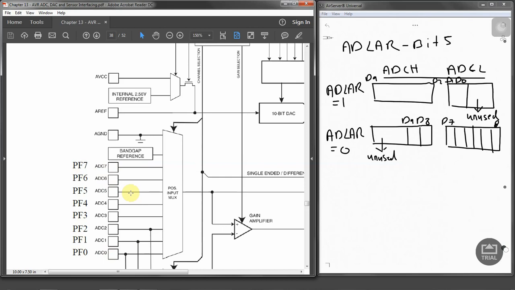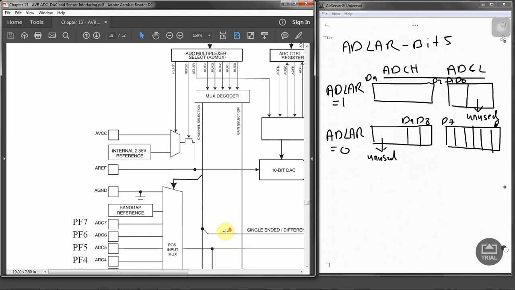which are connected to port F, and we can use this to select either the single-ended or the differential input to convert it to digital. If we select single-ended input, we just choose ADC7 down to 0. But if you want to select the differential input, we can also select the op-amp gain over there. So that's the input part of the ADC.